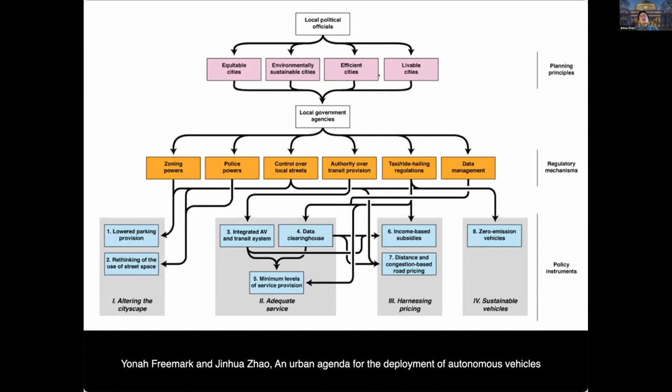This is an illustration of how you translate planning principles, like equitable, environmentally sustainable, efficient, and livable cities, into particular actions for each of these mobility services through regulatory mechanisms. For example, through zoning power, policing power, control of street design, transit operation, taxi regulation, and data management, you can translate these principles into how you manage each of them. I won't get into the detail, but for the SAV and the PT to really work together well, you have to think through all of these things to enable these possibilities.